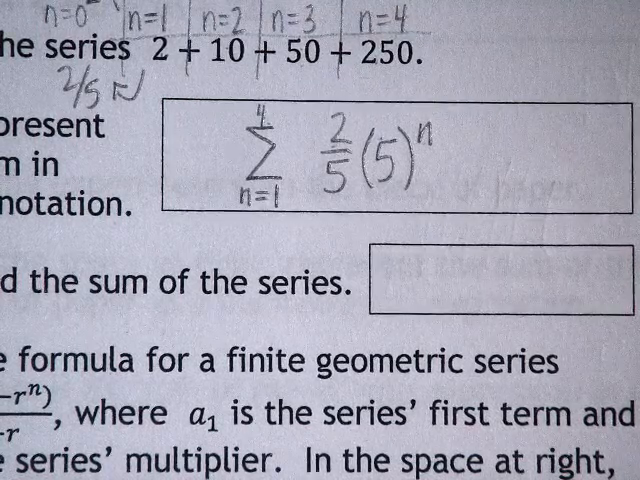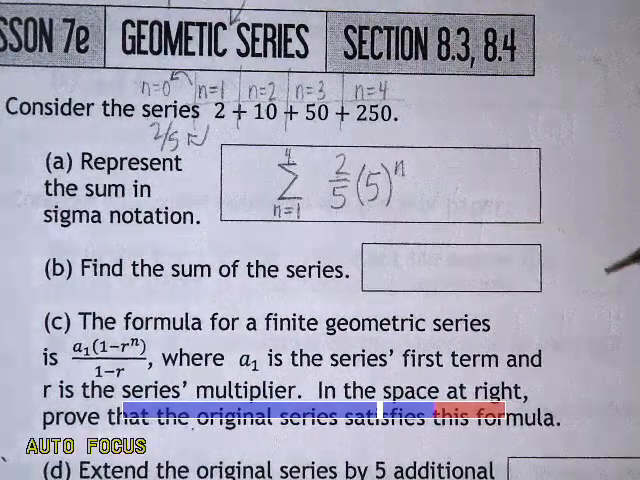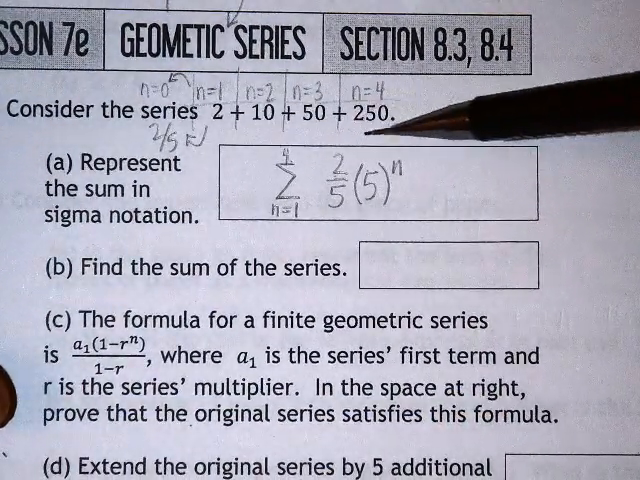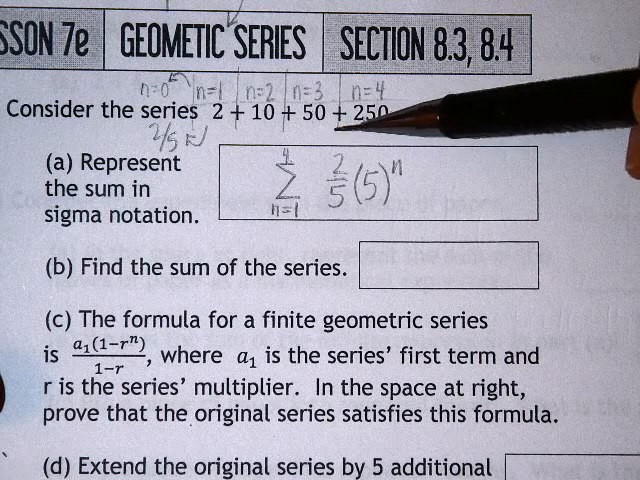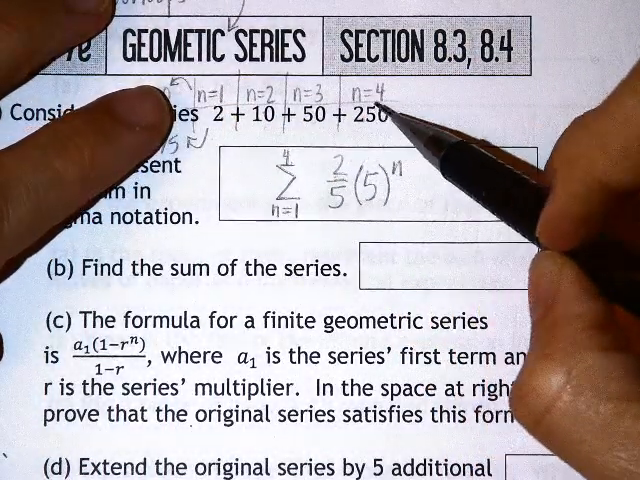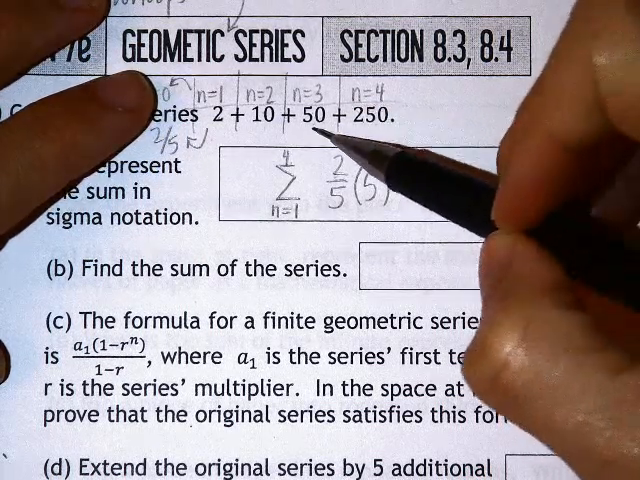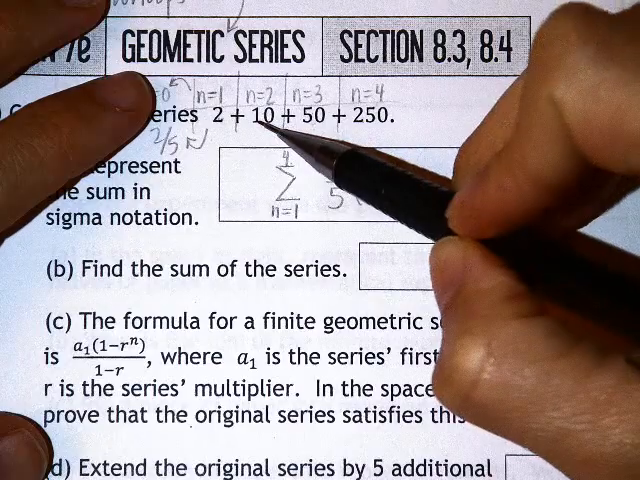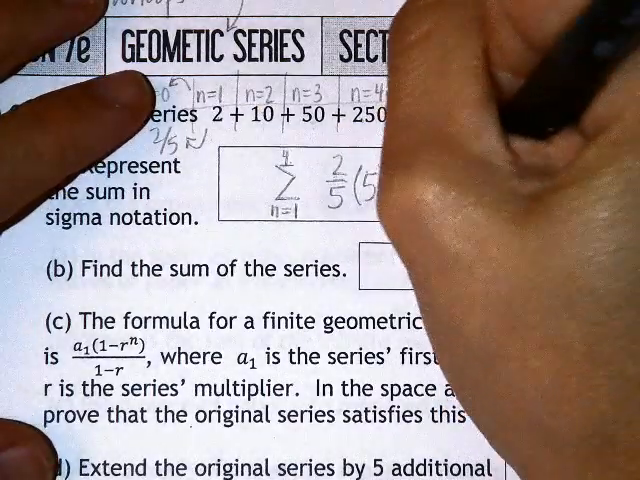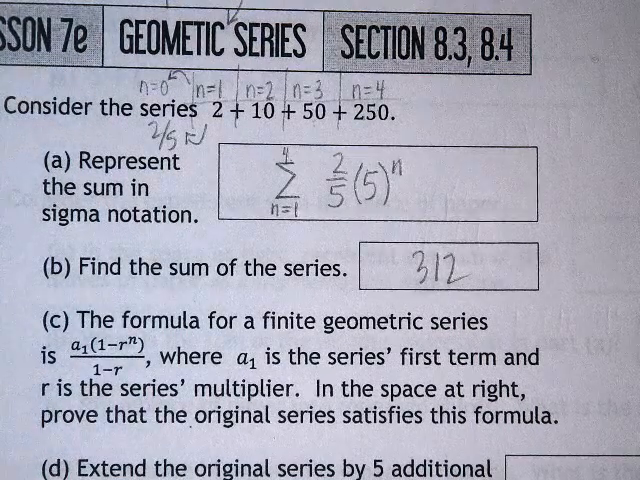Now in letter B, it says find the sum of the series. Now, I don't know about you, but if I see four numbers and they simply say find the sum, I'm not going to reinvent the wheel. I'm just finding 2 plus 10 plus 50 plus 250, and I have no need to do that in any complicated way. 250 plus 50 is 300, plus 10 is 310, plus 2 is 312. I don't see any reason to make that more complicated than it needs to be.